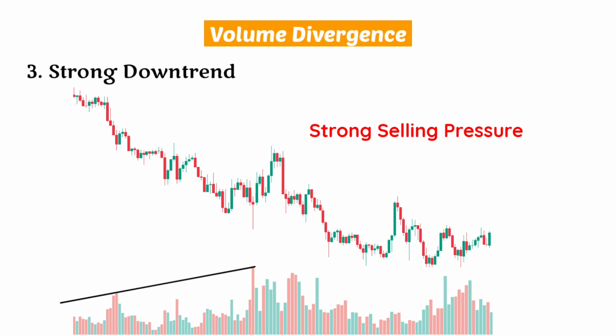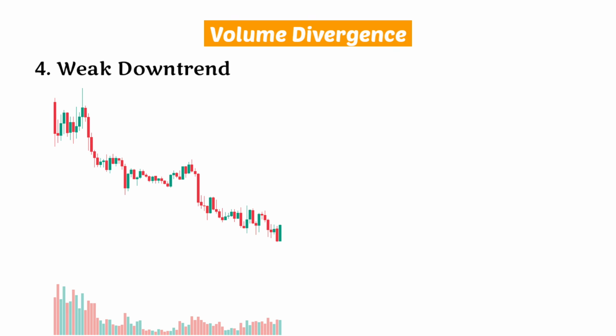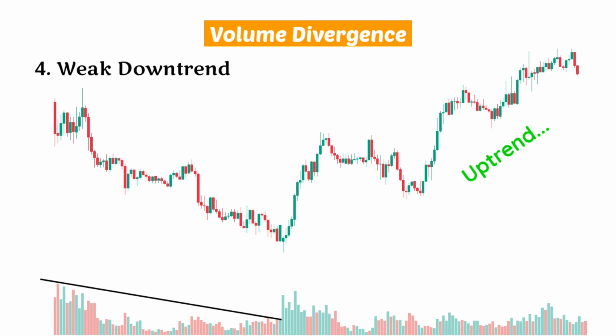The fourth and final type is a weak downtrend. Here, price continues falling, but volume gradually decreases. This means traders are no longer interested in selling at lower prices. Such a weak downtrend can eventually reverse into an uptrend or enter a sideways consolidation phase.